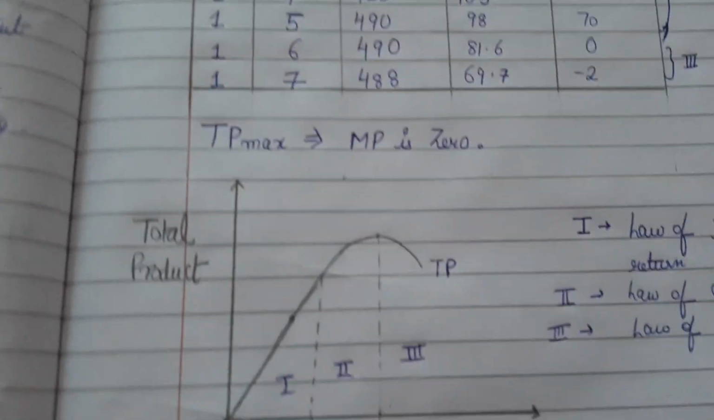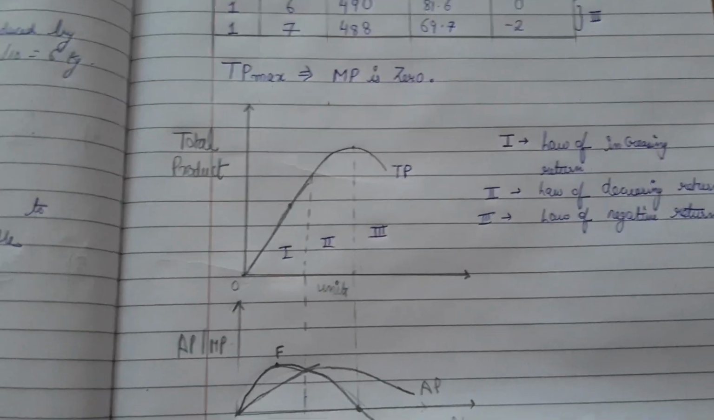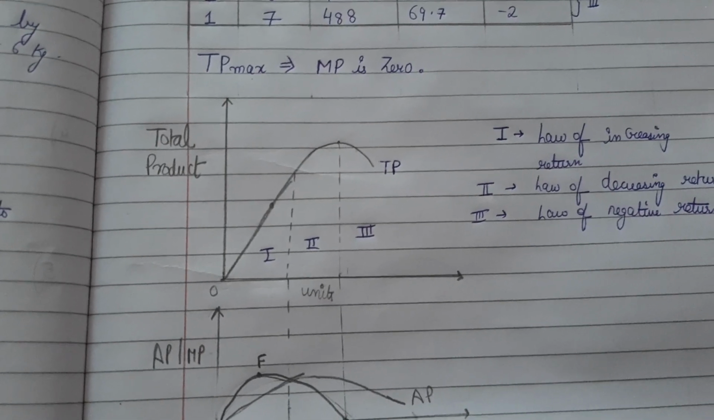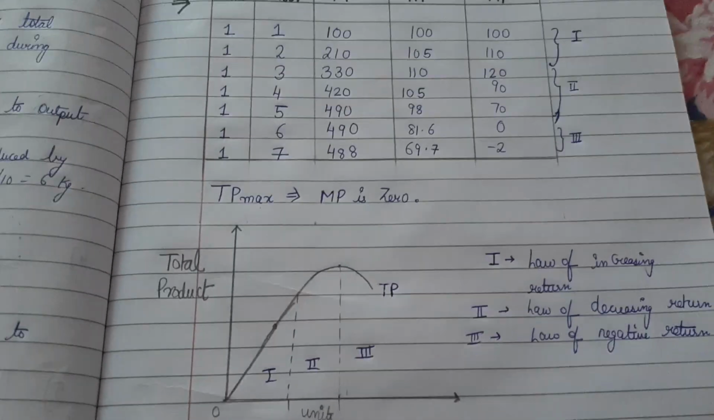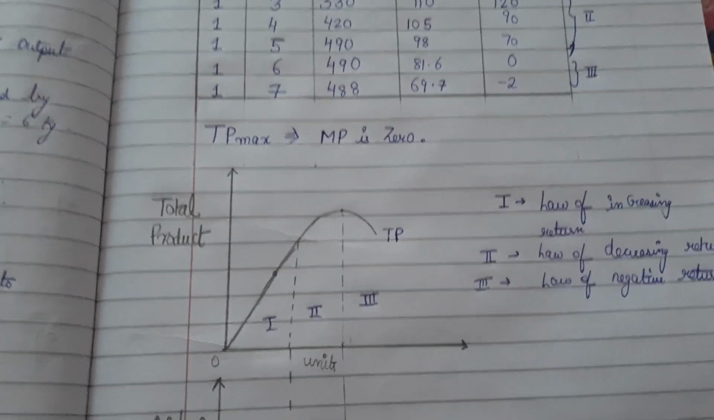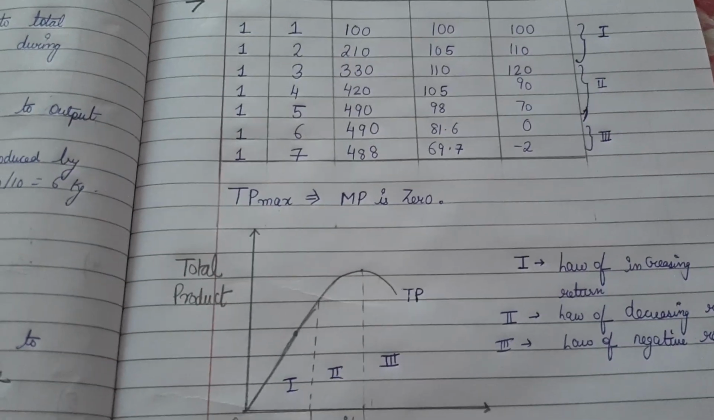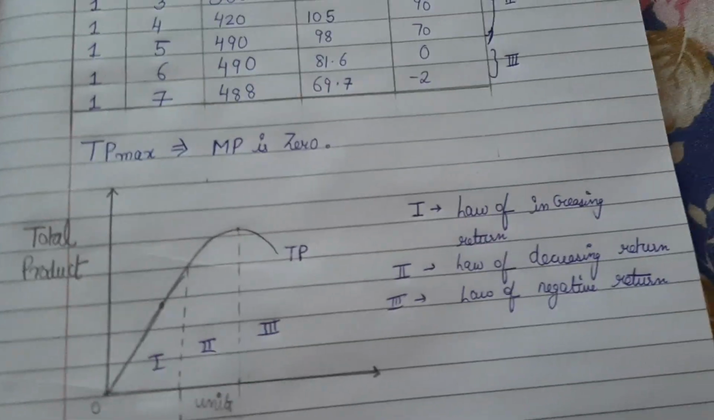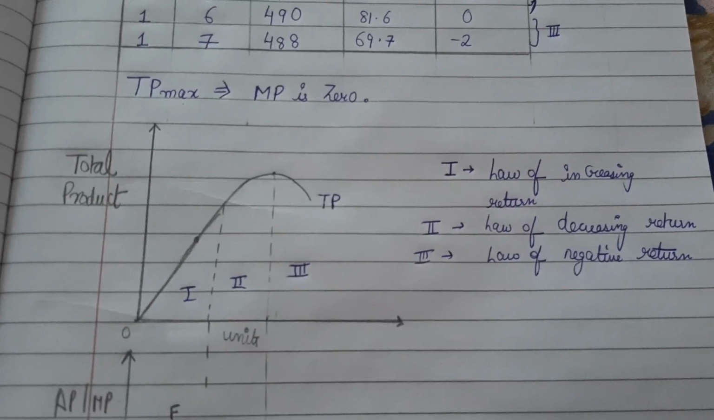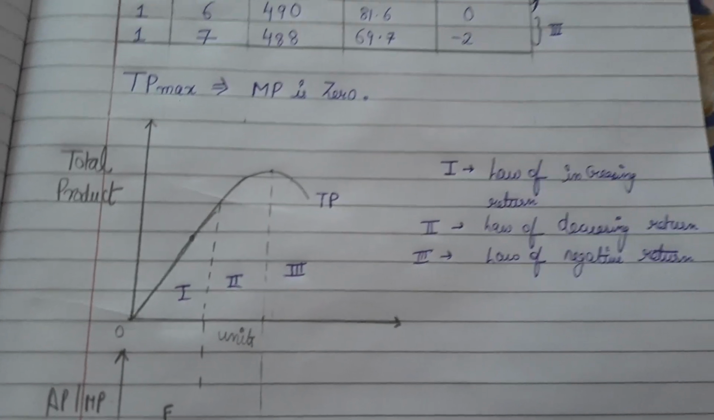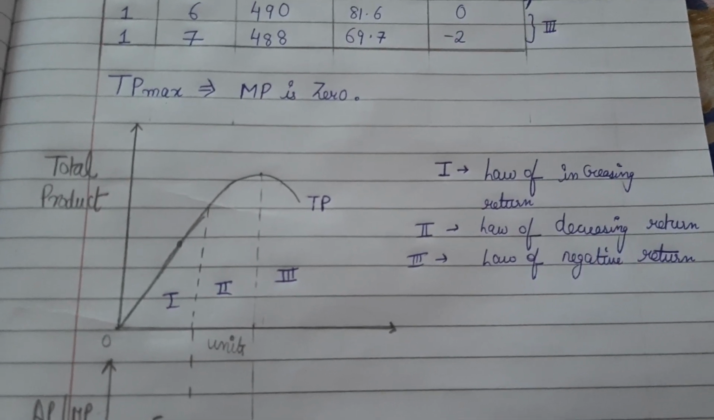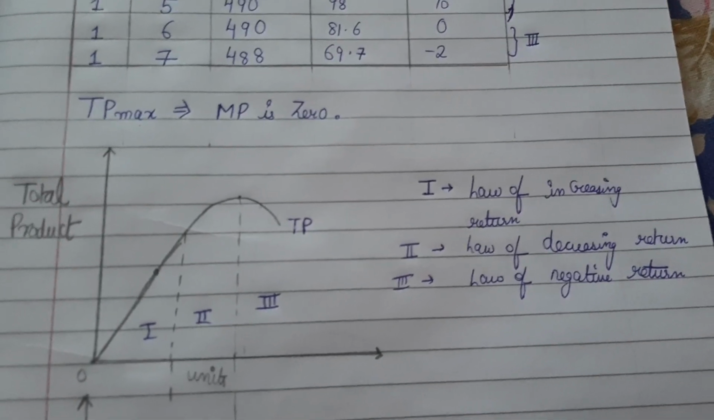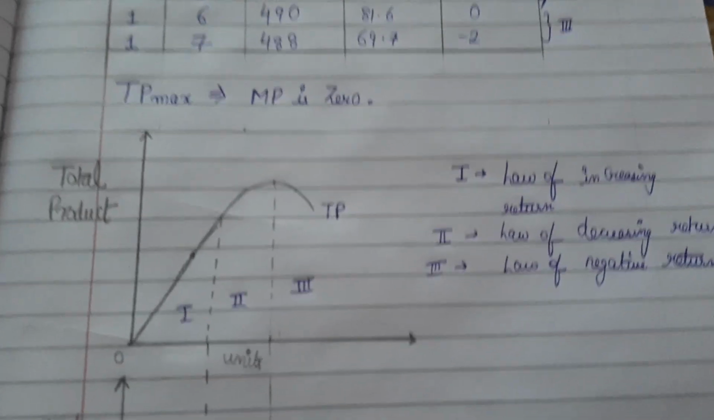Now let us look at the graph of this very quickly. This is the plot between the total product and the units. As you can see, in the first phase, which is 1 to 3 laborers, it is increasing at an increasing rate, then it is diminishing a bit, although it is still increasing, and then finally a fall occurs. The first phase can be termed as the law of increasing return, wherein the total product increases at an increasing rate. The second phase can be termed as the law of decreasing return, and the third one, the law of negative return, wherein the marginal product becomes negative.